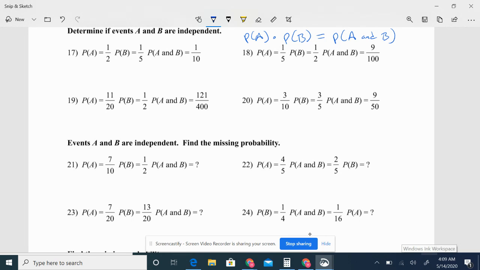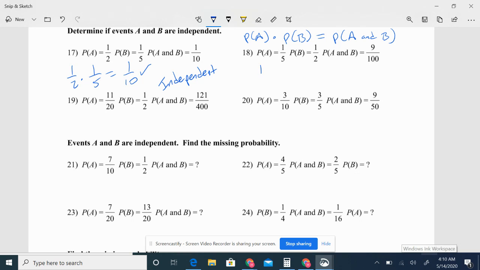What I'm asking is 1 over 2 times 1 over 5, is that equal to 1 over 10? Right, I went probability of A times probability of B equals probability of A and B. Is that true? Yes. In this case, it is true. Therefore, because probability of A times probability of B equals probability of A and B, I'm going to call this independent. And let's take a look at number 18.